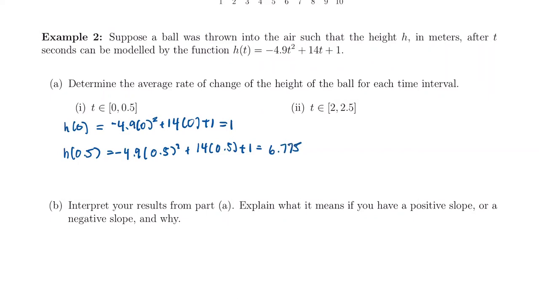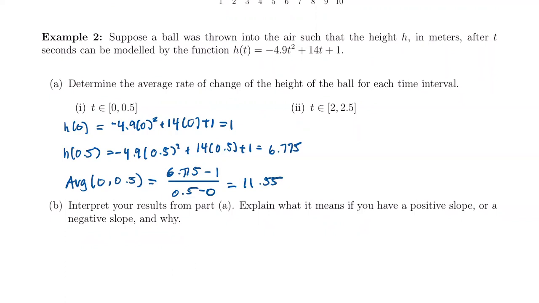And then to calculate the average rate of change, we simply use the slope formula. So we would say that the average between the time interval 0 to 0.5 is given by the final point, which is 7.775, minus 1, divided by 0.5 minus 0. This value, you would get 11.55.